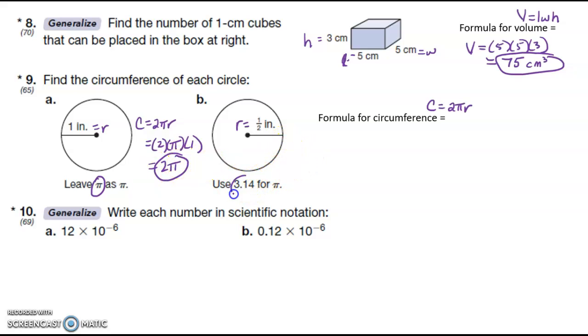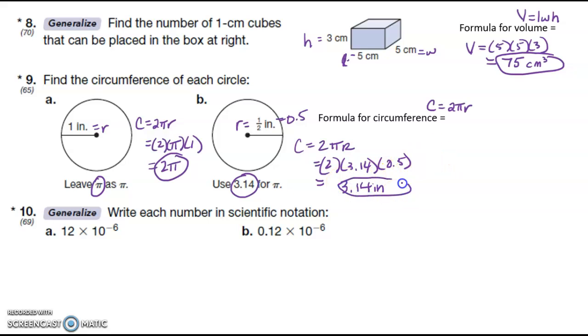And then for B, we're supposed to use 3.14. C equals 2 pi r. So I have 2 times 3.14, and I'm going to write the radius as a decimal, 0.5, so I can easily put it into my calculator. 2 times 3.14 times 0.5, and I get 3.14 inches.